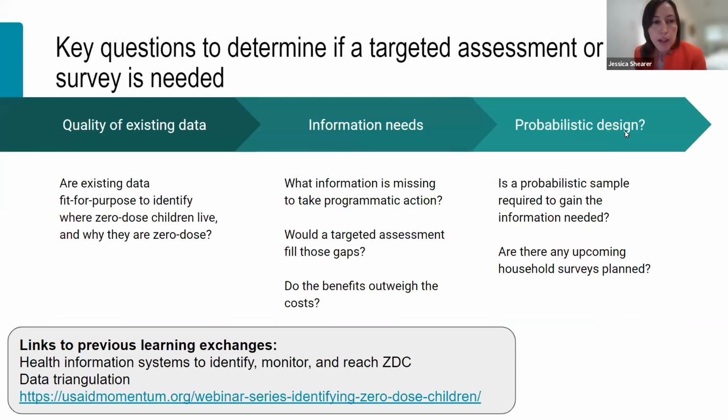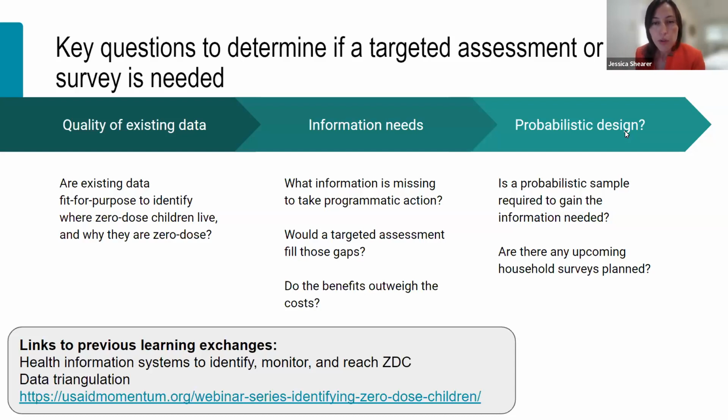So, as we mentioned, the first step in understanding if a targeted assessment or survey is needed is understanding whether you might have the information you need to identify, monitor, or reach zero-dose children without extra data collection. If you have high-quality, fit-for-purpose existing information, you potentially don't need to go through this extra step. But if those data are missing or lacking, and you feel that there are gaps to fill in terms of information, the toolkit that we are preparing helps walk you through those decisions and those criteria, and then helps identify different approaches that you could take to do a targeted assessment.